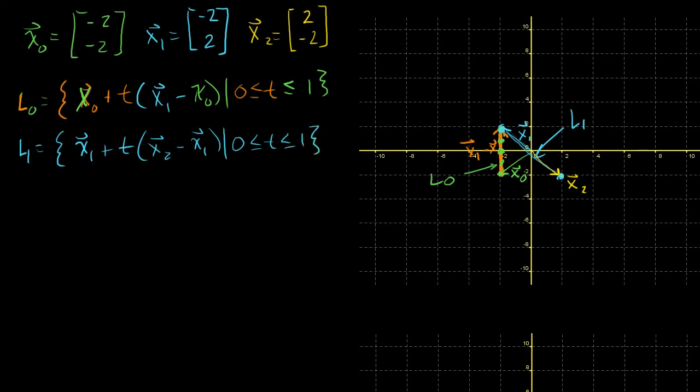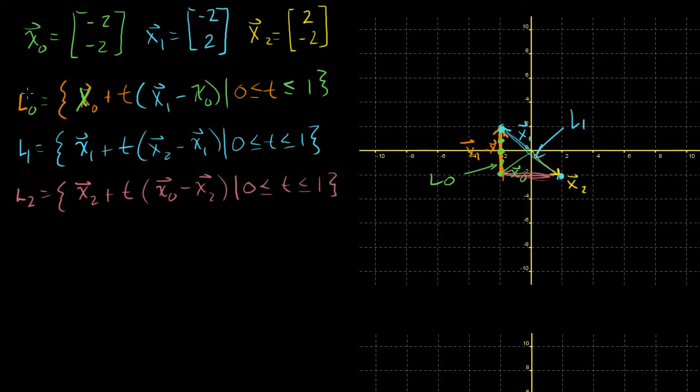That's L1. And then finally, if we want to make a triangle out of this, let's define this line right here as L2. L2 would be equal to the set of all vectors where we start off at x2, so x2 plus some scaled sum of x naught minus x2. x naught minus x2 is this vector right here, such that 0 is less than or equal to t is less than or equal to 1.